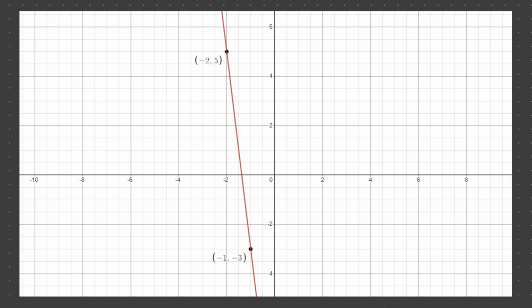Here we can see that the gradient of this line is minus 8, and it does make sense because it's very steep and it's a negative value, so it should be sloping downwards. And since we found that q equals 1, the first point should be (-2, 5) and the other point should be (-1, -3).